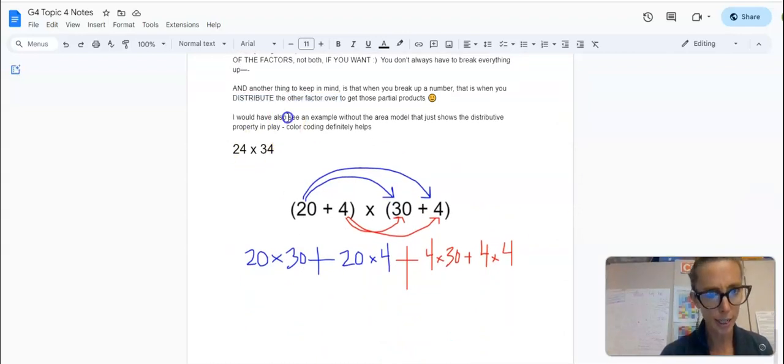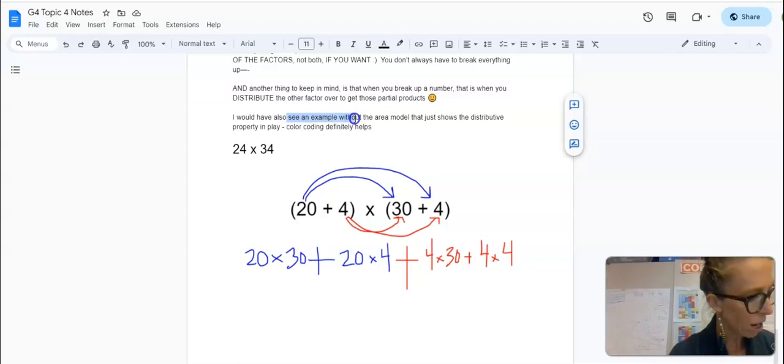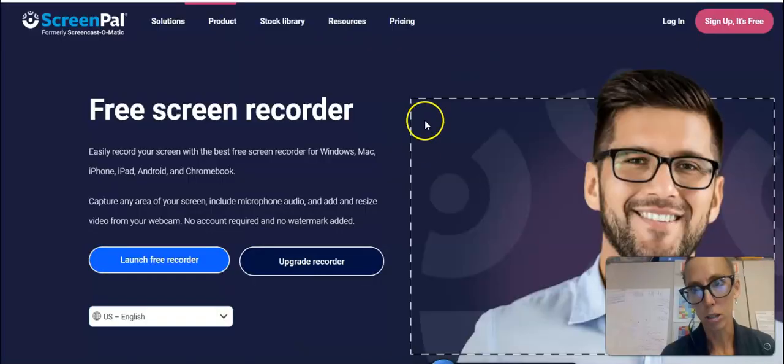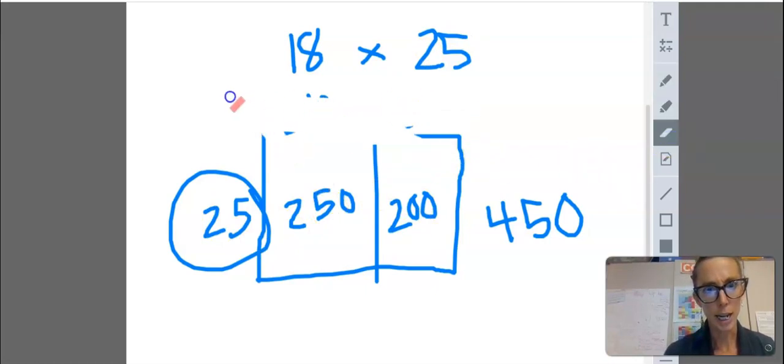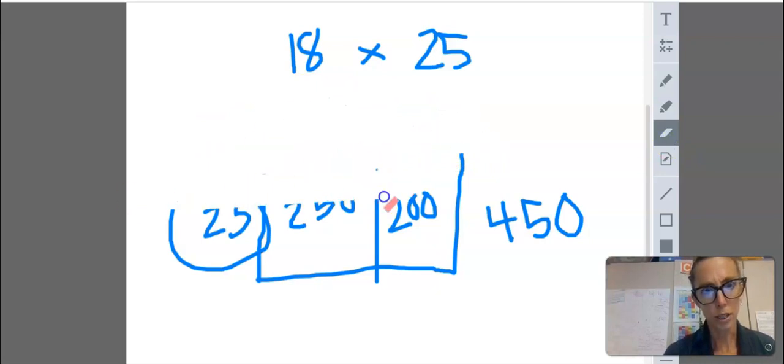Another thing to see an example of is without the area model. I just wanted to show you where that distributive property is happening. You could see it in the one that we did right here in the area model. But if I didn't write the area model out and I just didn't want the visual there, I'll just erase a little bit and show you.